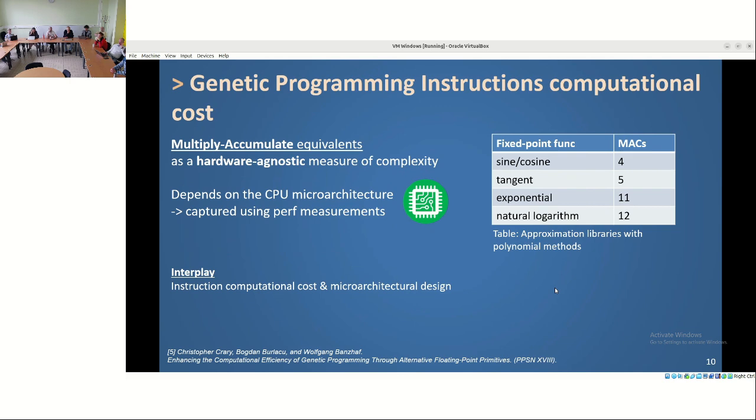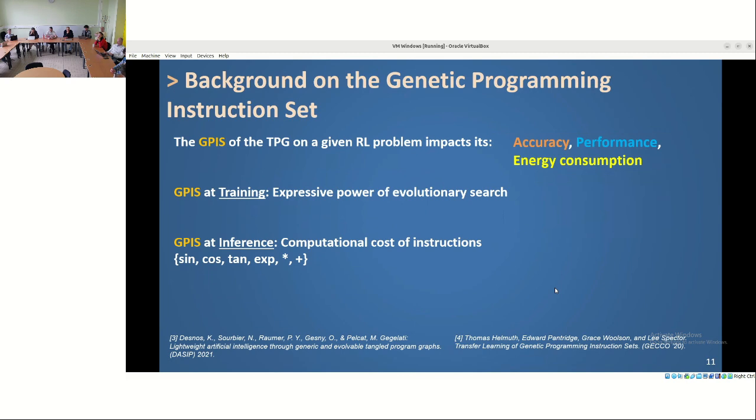The idea here is to have an interplay between those instruction computational costs and the microarchitectural design of the chip under consideration. So we saw that for the genetic programming instruction sets, the GPIS of the TPG impacts accuracy, performance, and energy consumption. In training, it means different expressive power for the evolutionary search of the genetic programming, impacting the accuracy, and for the inference, it means a different computational cost, impacting the performance.